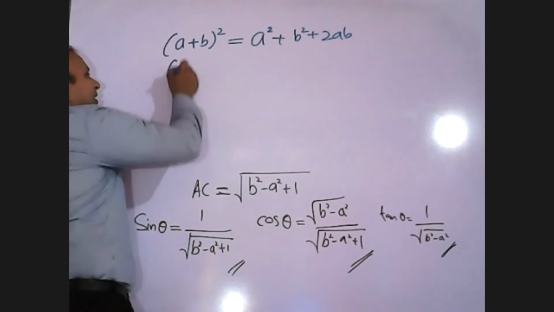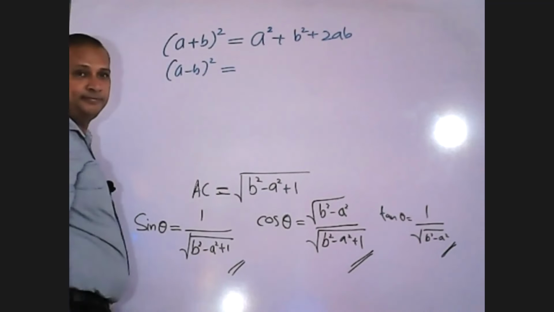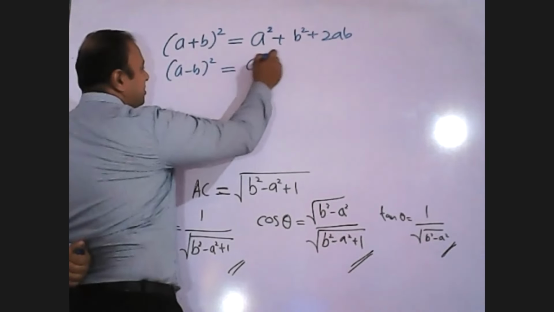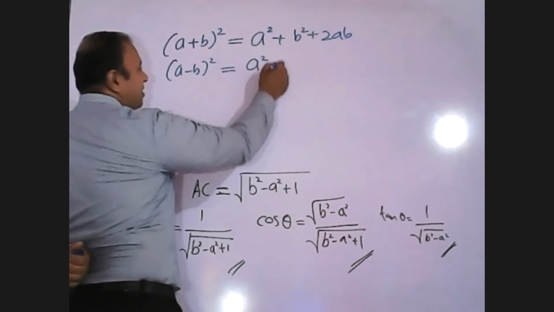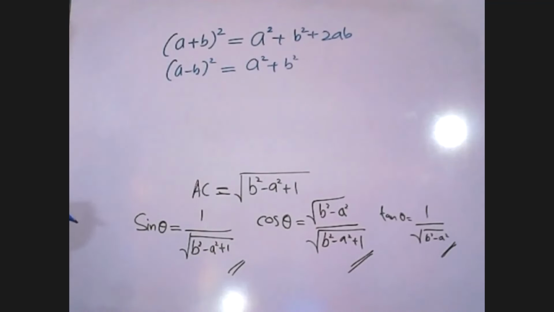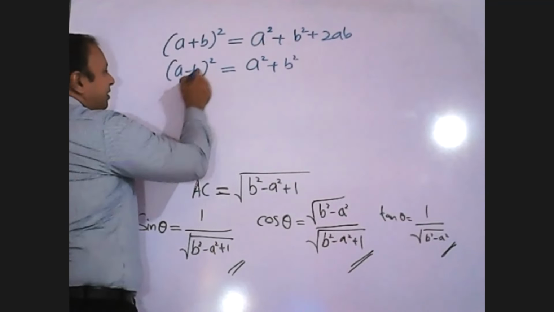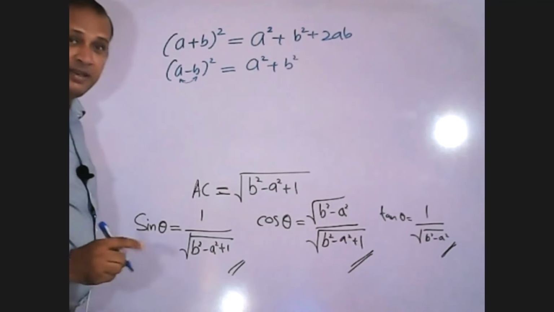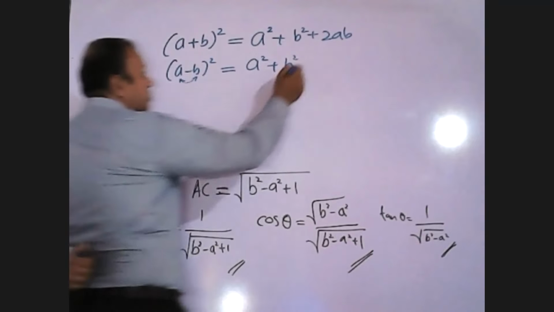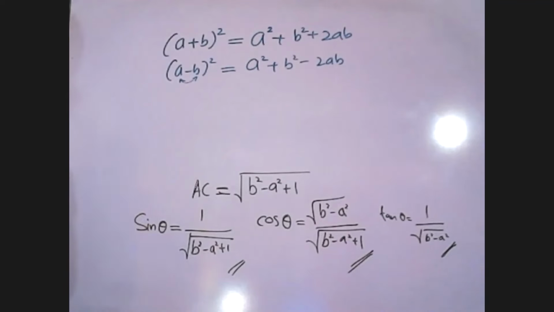If you are given a minus b entire square, how to expand this one? A squared plus b squared, and for the middle part, you have to multiply these two and get twice of that value. That means minus 2ab. Minus 2ab. Okay.